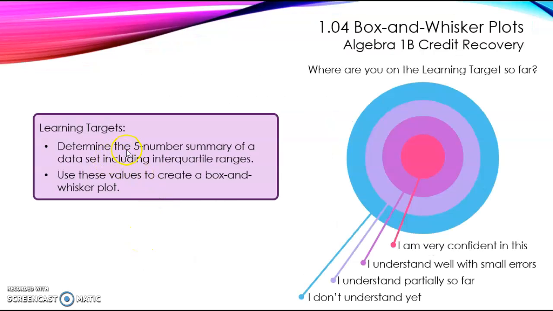So to summarize, we determined the 5-number summary of a data set, including the interquartile ranges. And then we also used those values to create a box and whisker plot. I'll have you reassess yourself on those learning targets for today, and I'll see you next time.